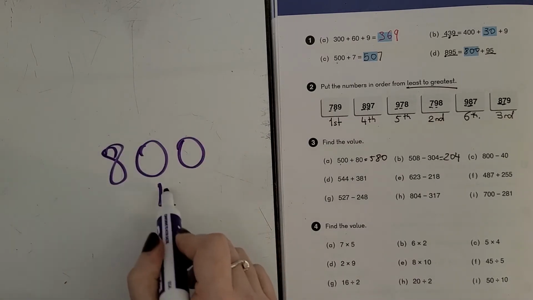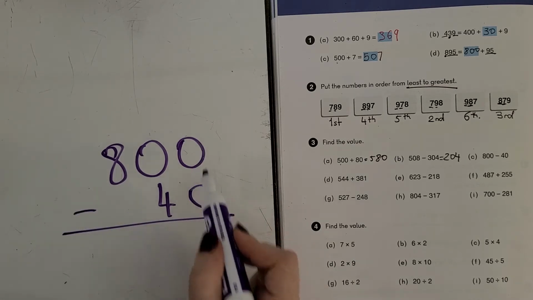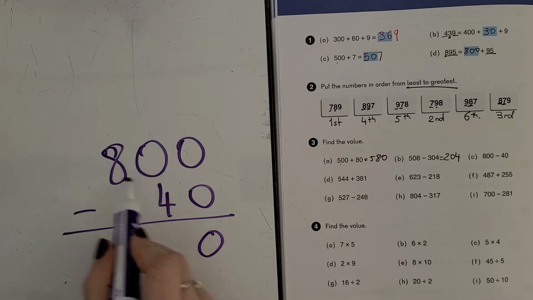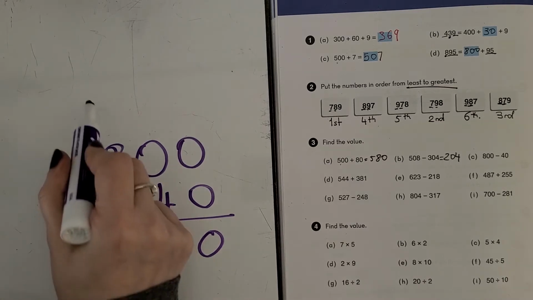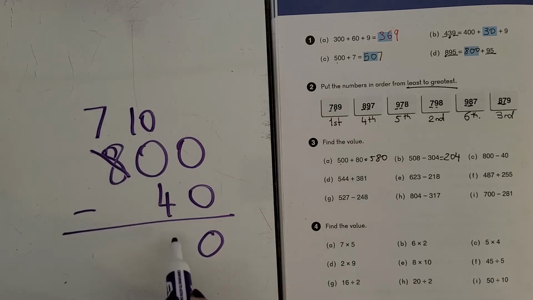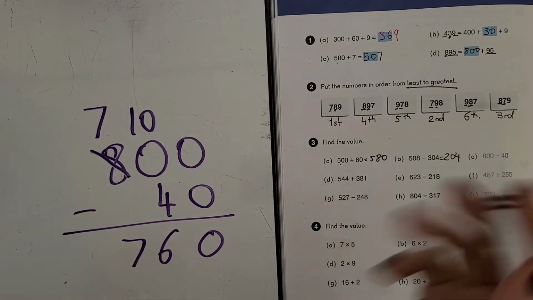There's 800 minus 40. 0 minus 0 is 0. Can you take the 4 from the 0? Nope. You have to borrow. The 8 becomes a 7. It gives a 10. 10 minus 4 is 6. Bring down your 7. 760.